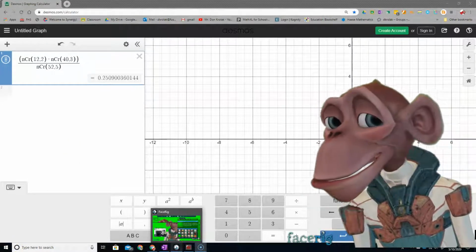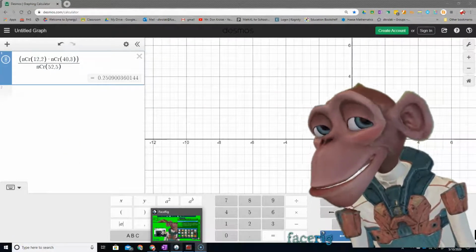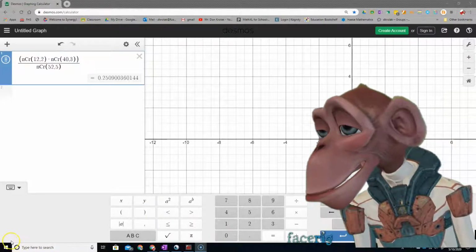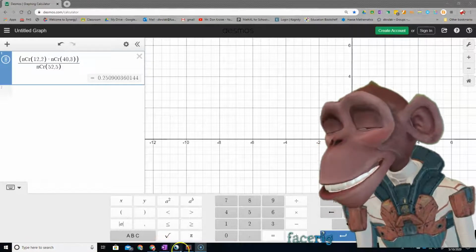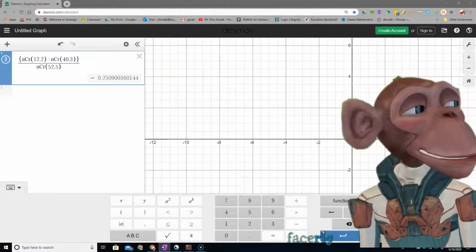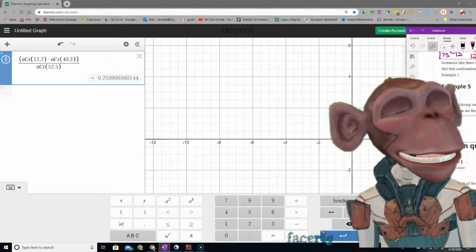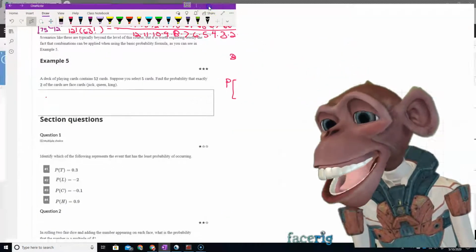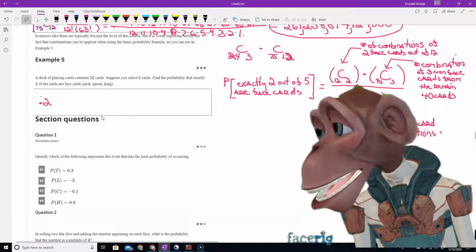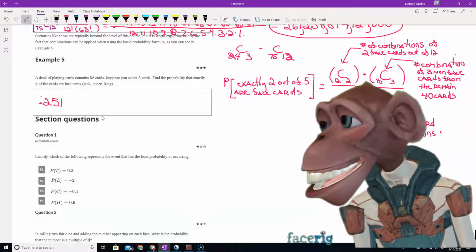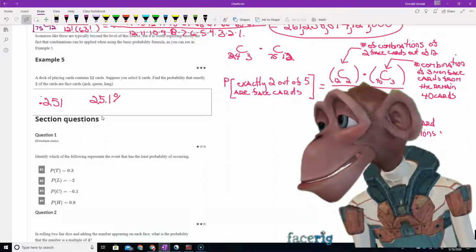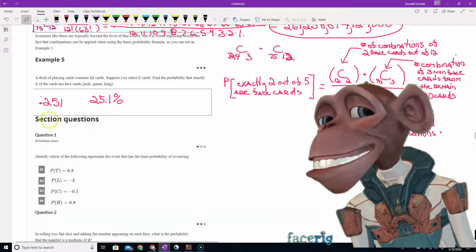If I go out to 3 sig figs, it'd be 0.251. So taking that out to 3 places, 0.251. Bring that back over. So around a 25.1% chance.